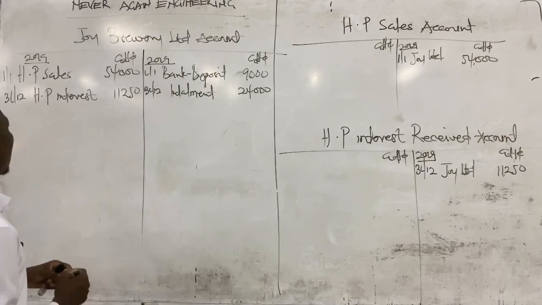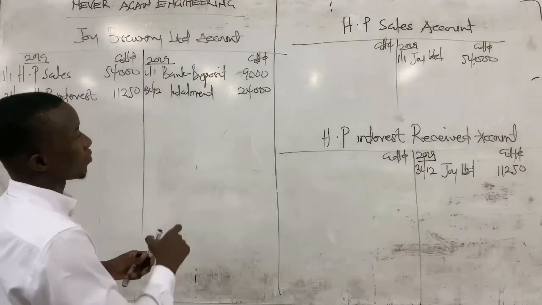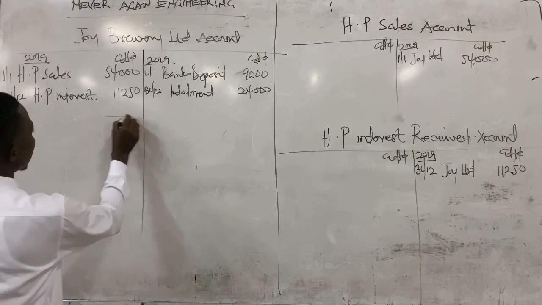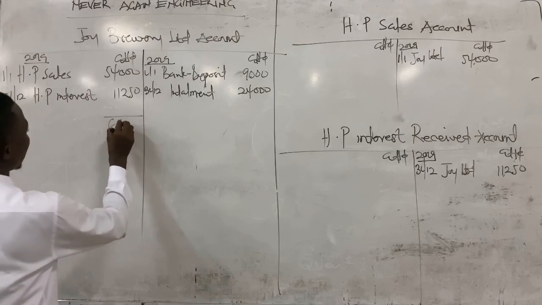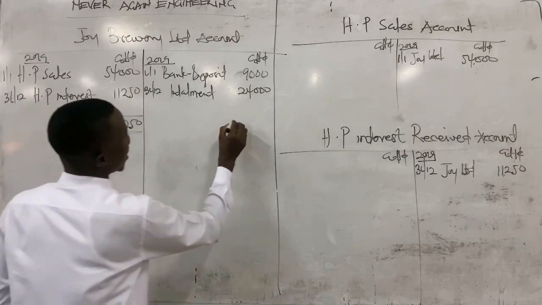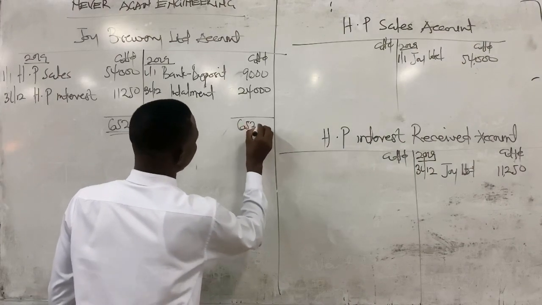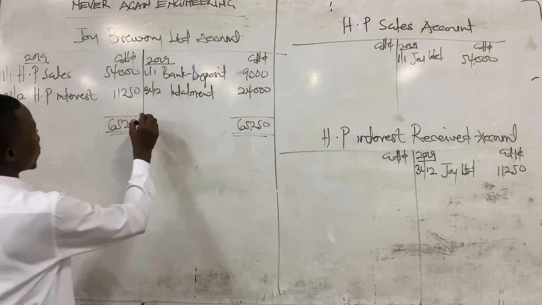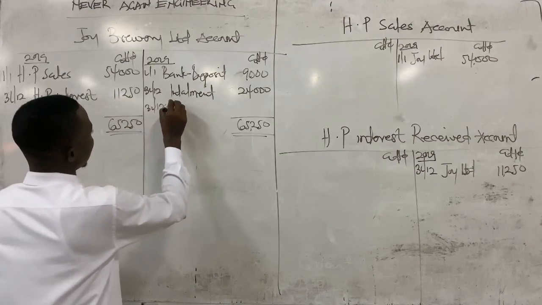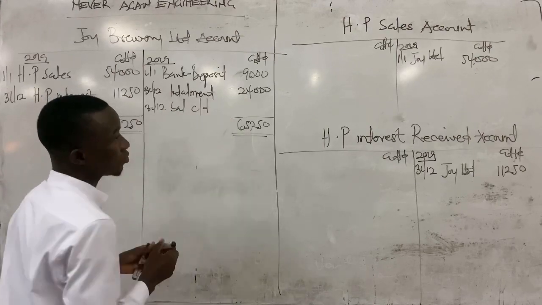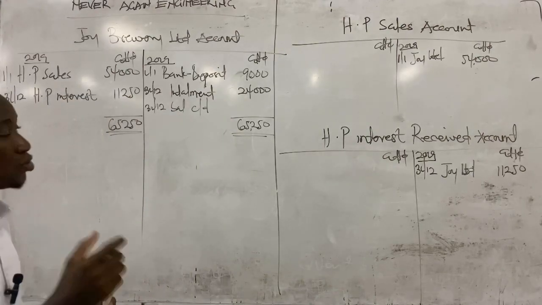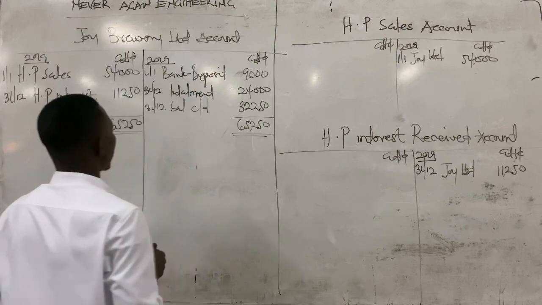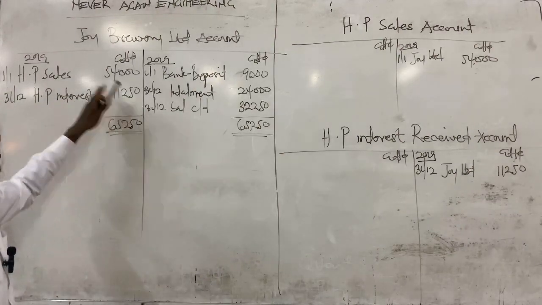Now we have to close this account. So by closing this account, we sum it up. By summing, the debit side is 65,250, and the credit side will also be 65,250. All right. So the balance on this account on 31st December, the balance carried down, will be an amount of 32,250. So this is the balance carried down at the end of 2019.